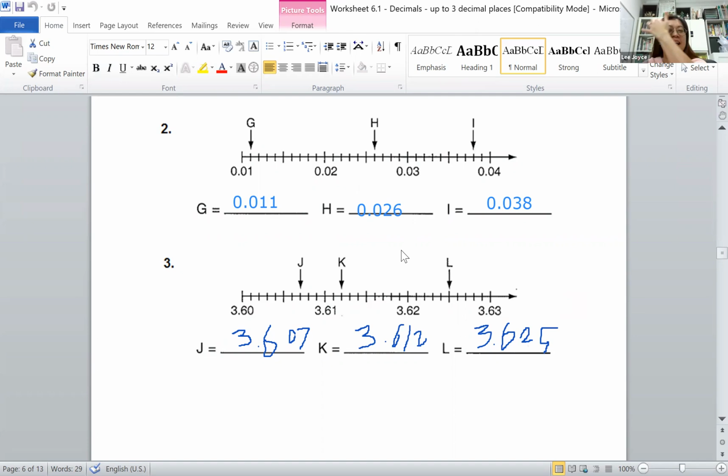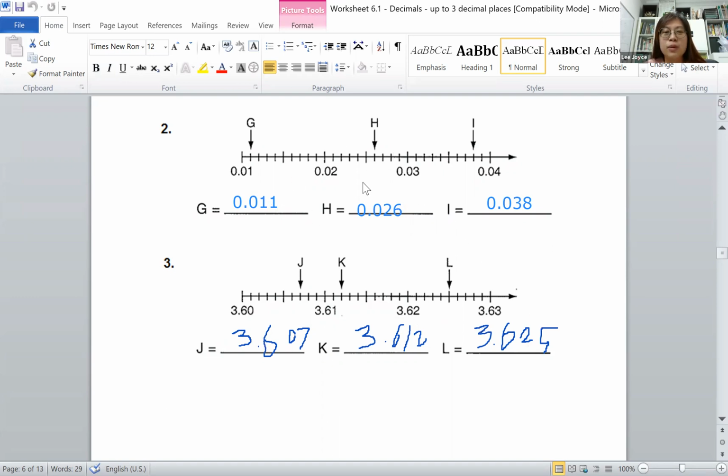What I'm trying to say is that for the decimal parts, all these divisions here, you just have to add a number at the back. For example, K is two divisions away from 3.61, so it becomes a thousandths place, which is 0.002. That's how we get 3.612. And this is 3.625 because it's 5 divisions away from 3.62. So that's how we get this.